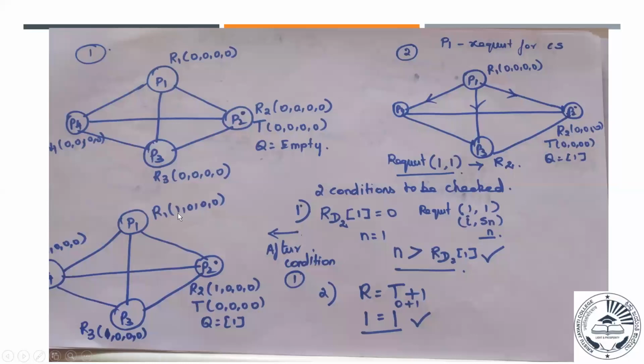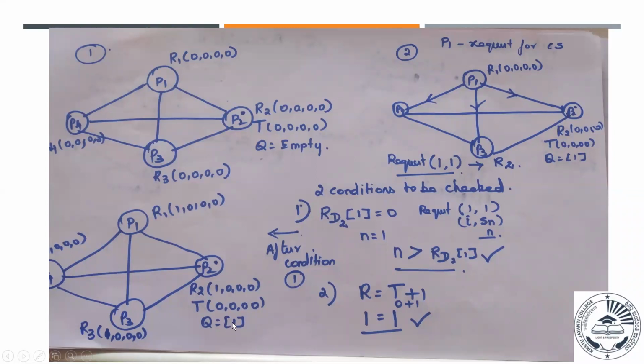So once this condition is true, what will happen? P1, you can see the first element will change everywhere. 1, 1. In R4 also it will become 1. Okay. So everywhere it becomes 1, 0, 0, 0. Here 1, 0, 0, 0. R2 1, 0, 0, 0. R3 1, 0, 0, 0. You can see here, now the queue is 1.